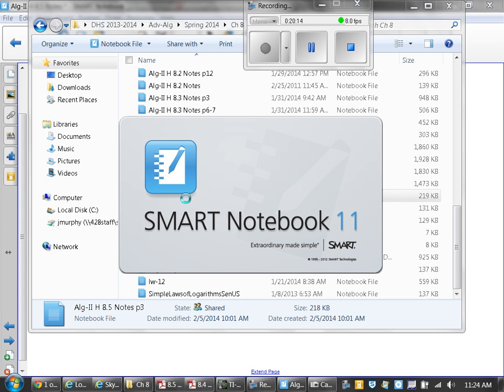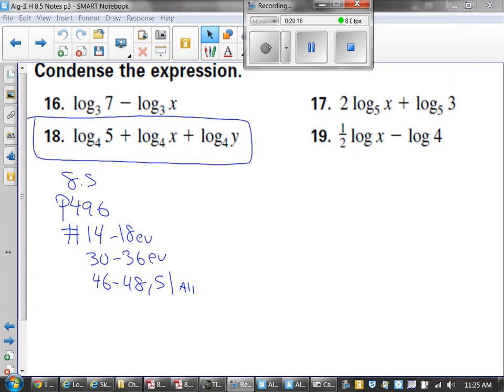I forgot what numbers I assigned, so I'm just pulling up the old ones. 14 through 18 evens, 30 through 36 evens, 46 through 48, and 51 all. So it's a couple of the simplifies, a couple of expanding, a couple condensing. We'll get into a little bit more complex versions of this stuff tomorrow, as well as the change of base formula, which is actually very, very easy.